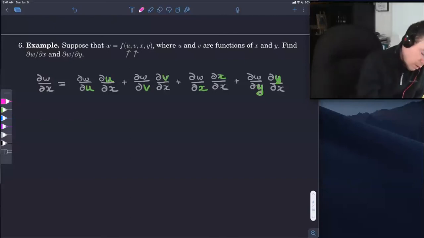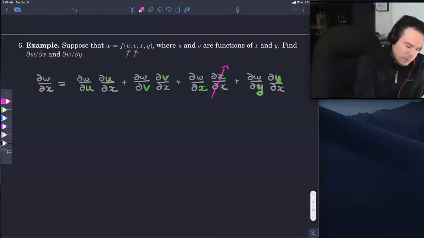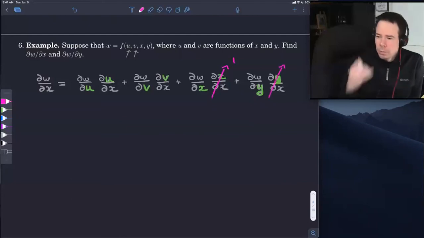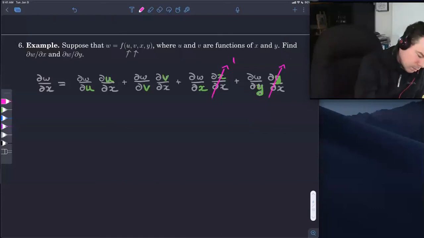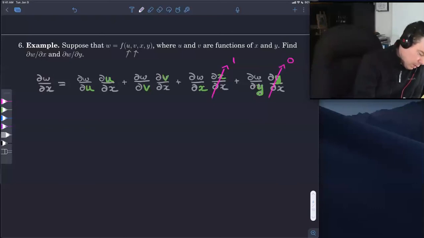At this point, we say, well, wait a minute. dx dx, that's just the derivative of x with respect to x. So that's 1. What about this? Well, we're thinking of y and x as our independent variables. So what's the derivative of y with respect to x? Well, that would be 0 because it's independent of x. And so this boils down to dw du du dx plus dw dv dv dx plus dw dx.